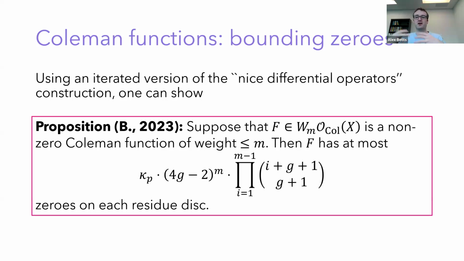One key aspect of this theory is that you can take the differential operators argument that Jennifer Balakrishnan and Netan developed, and do an iterated version of it. When you iterate this construction, you can bound the number of zeros of a Coleman function in terms of its weight. If I have a non-zero Coleman function of weight m, then the number of zeros on each residue disk is bounded above by this quantity, which depends on the genus g and the weight m, and kappa_p is some constant depending on p only.